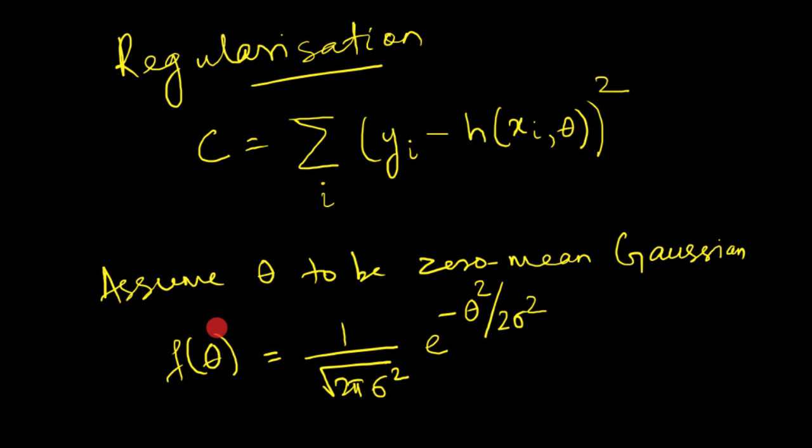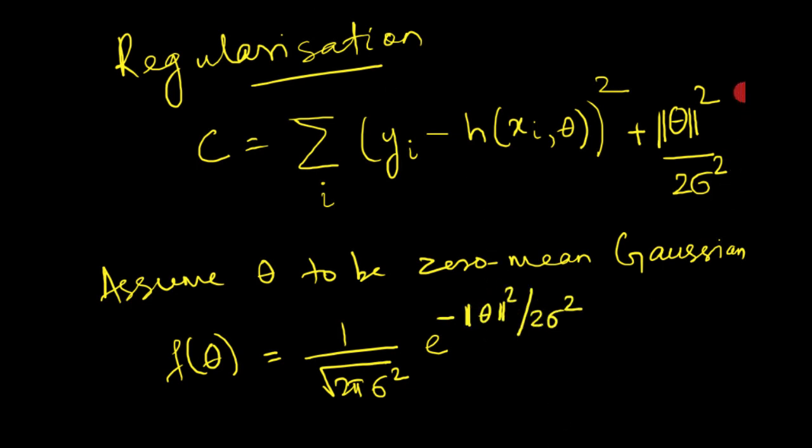Now if you take a log of this f, this minus sign will go away because we are now doing an argmin. So what you will get over here is plus ‖θ‖²/2σ². Here we wrote θ² if θ was just a single parameter, but if it's a vector, then you will have to take the norm. So this is a very simple kind of regularization that we do, and it is often called the ridge regularization.